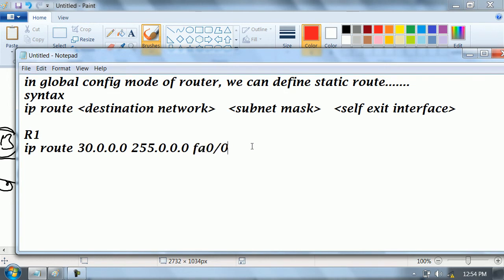Now for R2, ip route, destination network is 10.0.0.0, with its exit interface. Any problem? Any issue?